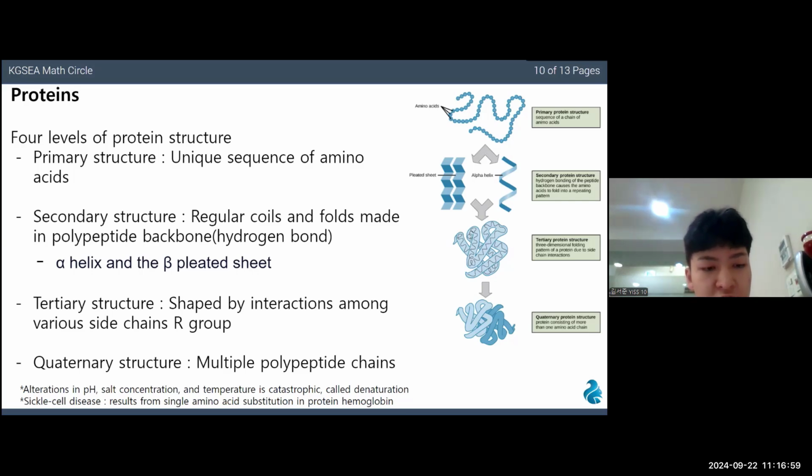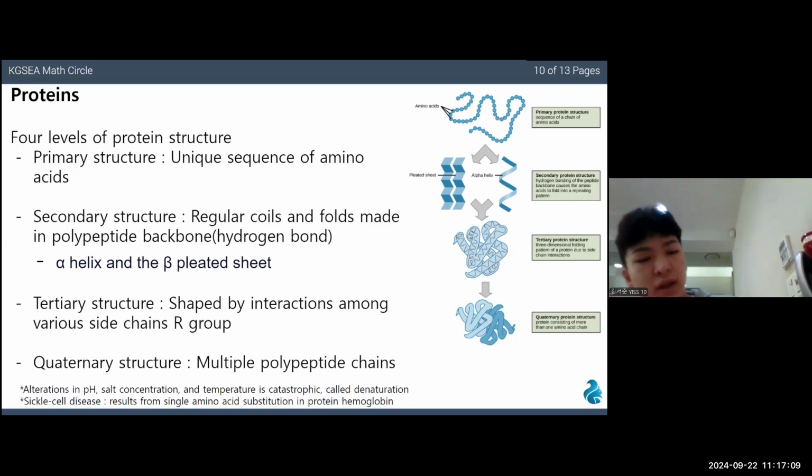The third is tertiary structure, which is shaped by interactions among various side chains of R groups. These include lots of bonds, including covalent bonds, hydrogen bonds, van der Waals interactions, and more. The last one is quaternary structure, which is made of multiple polypeptide chains, and it is the most complex version of proteins. It includes many of the proteins we know, such as collagen and hemoglobin.